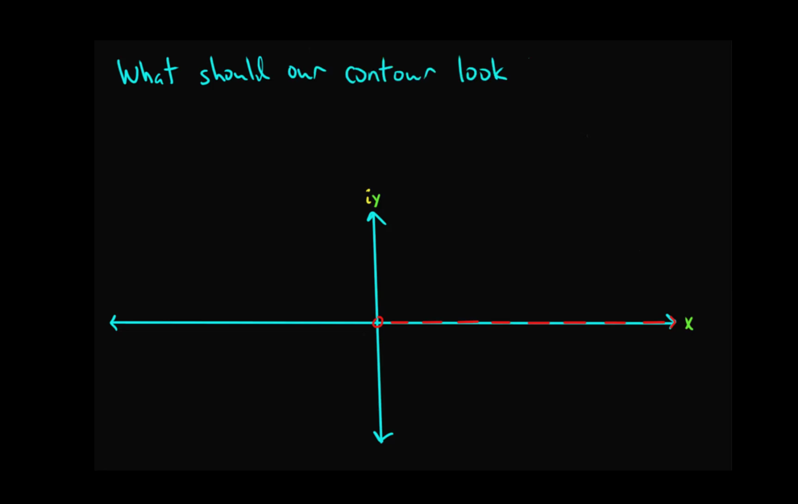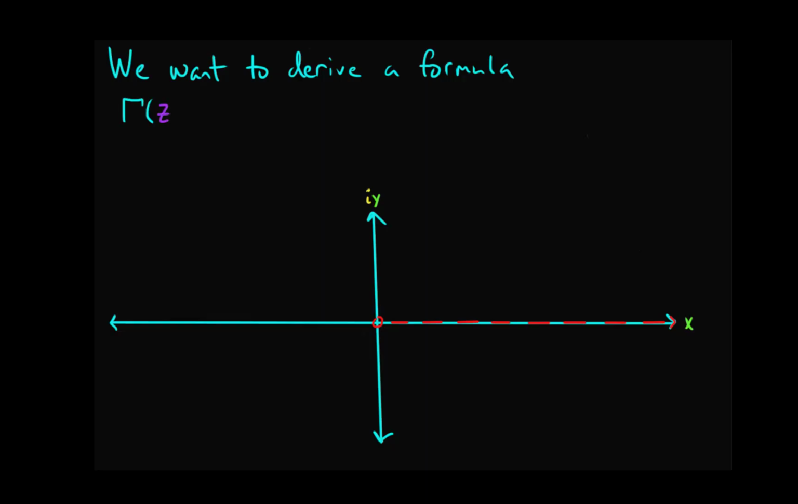And then the question would be, fine, that's our domain of integration. What should our contour actually look like? Now remember that we want to derive a formula for gamma of z equals the contour integral over some contour to be determined of the function w to the z minus 1 times e to the negative w dw.